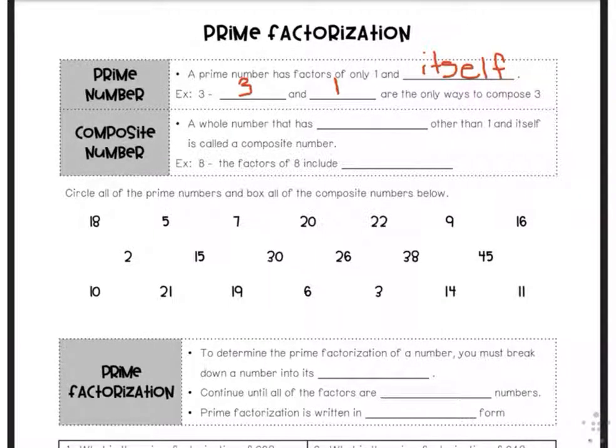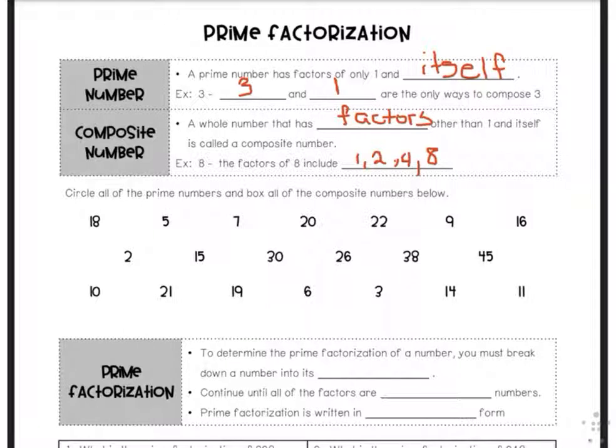The opposite of a prime number is a composite number. A whole number that has factors other than 1 and itself is called a composite number. For example, 8. 8 can be concluded as 1 times 8, 2 times 4. So therefore, the factors for 8 include 1, 2, 4, and 8.